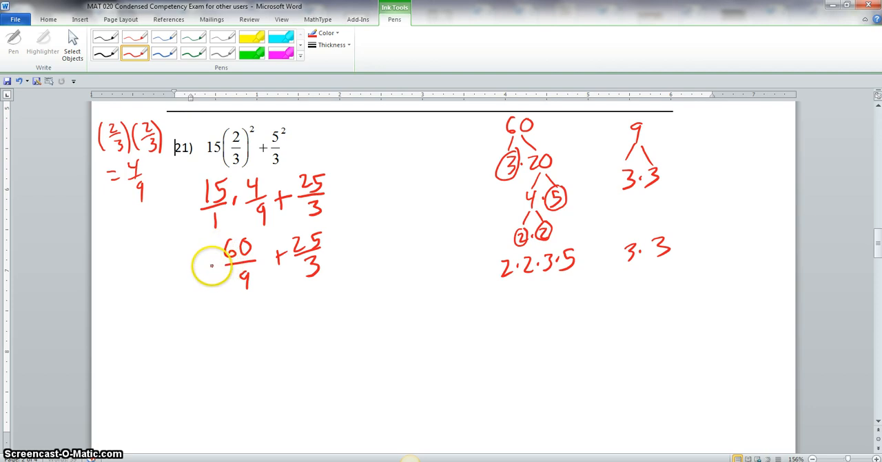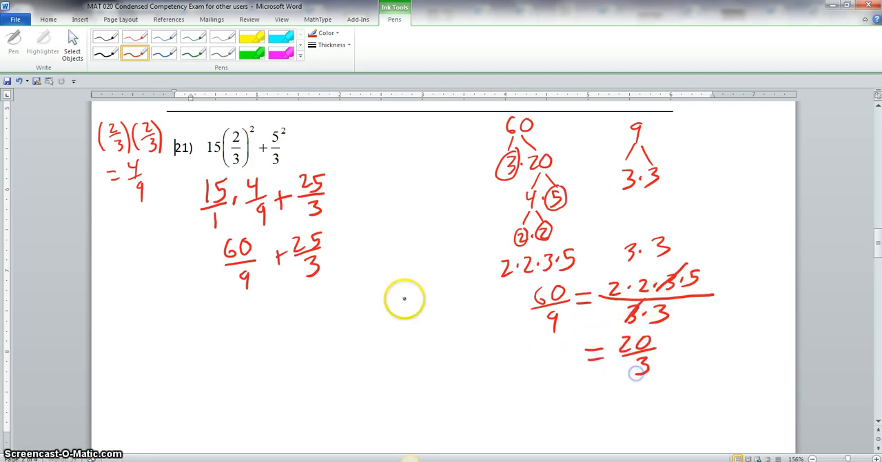Now what we would do here, off to the side, we would take the 60 over 9, and we will have our 2 2s, a 3 and a 5, in our numerator, and 3 times 3 in our denominator. These 3's will simplify out, and that will give you 20 over 3. So we can replace this with 20 over 3, and make that plus 25 over 3. Now, they have the same denominator. So we know our denominator is going to remain 3, and 20 plus 25 is 45.